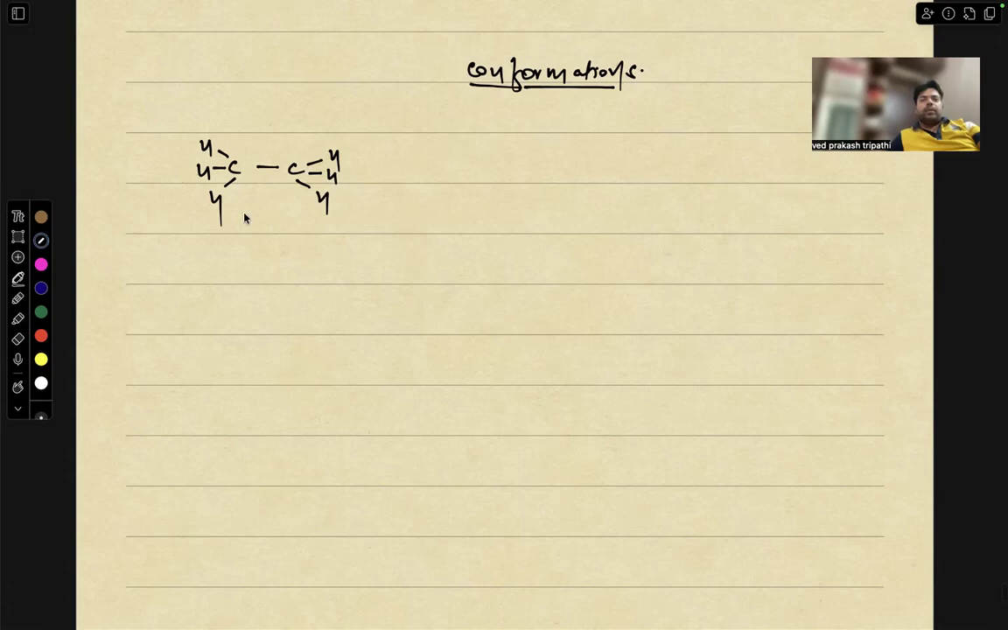We can assume any carbon as a front carbon and any one as a rear. Suppose this is the front, this one is the rear. The front carbon is denoted by a dot and the rear one by a circle. Suppose this is my front carbon, and you can see the front has 3 hydrogens. I am going to draw the rear one in red, and you can see this one also has 3 hydrogens: H, H, H.